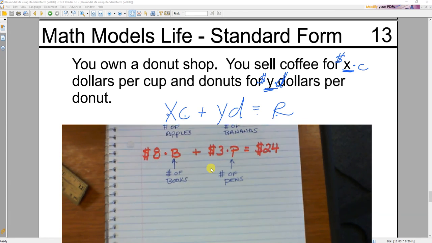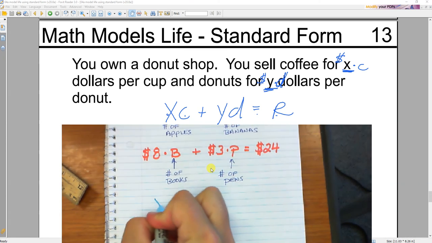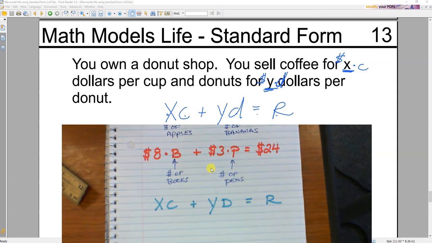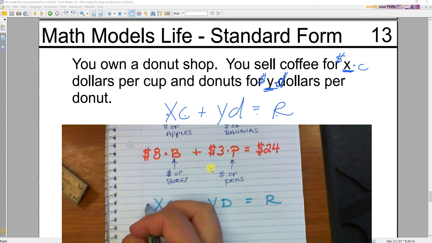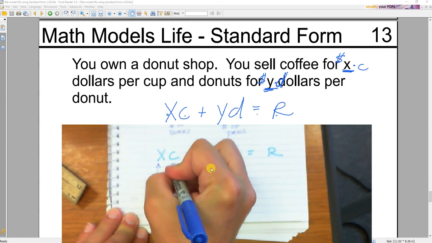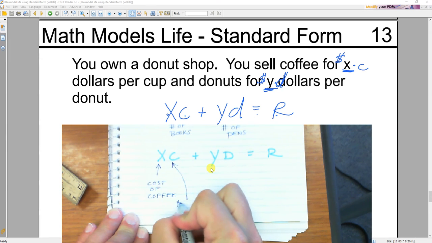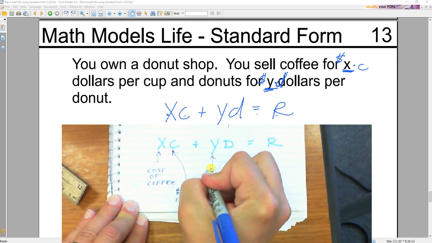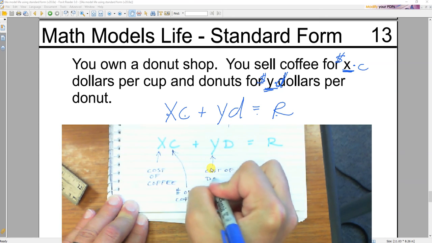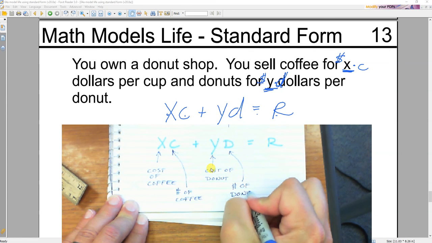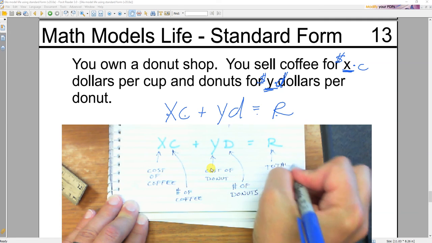XC plus YD equals R. What is X? Cost of coffee. C is number of coffees. Y is cost of donut. D is number of donuts. And R is total revenue.